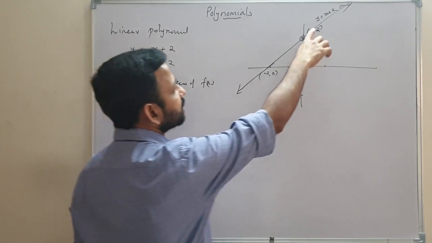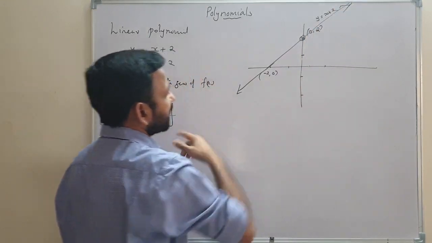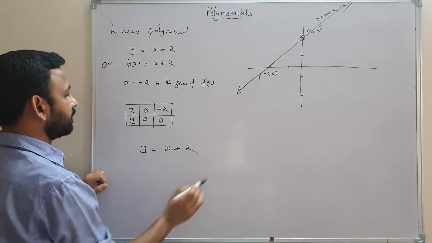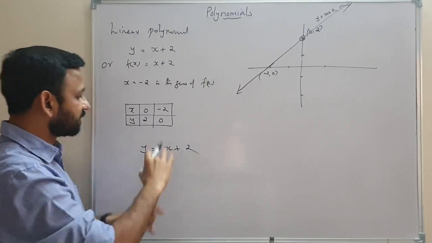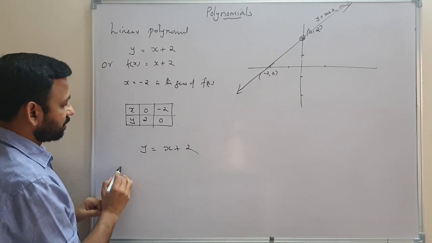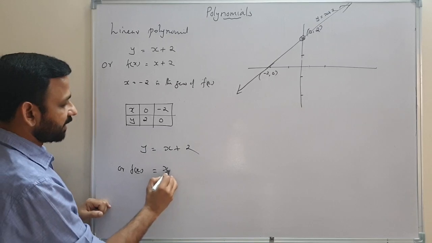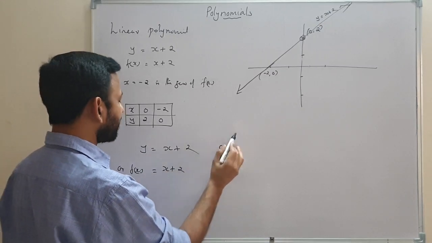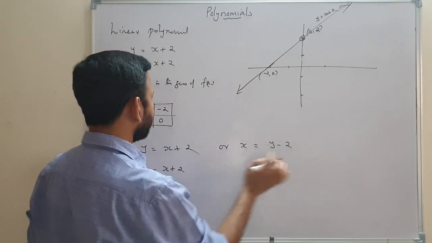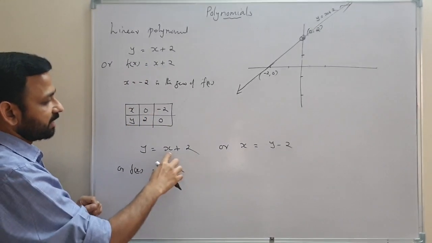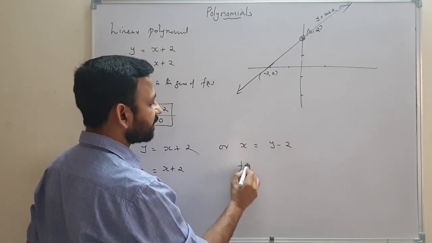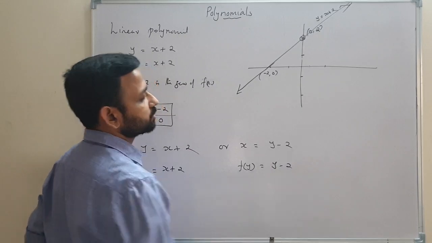And here y is equal to x plus 2 is the polynomial. We can write that polynomial in another way. Y is equal to x plus 2, or f of x is equal to x plus 2, or we can write x is equal to y minus 2. When we take that 2 from right to left, we get y minus 2 is equal to x, or x is equal to y minus 2. And here we will write f of y equal to y minus 2.